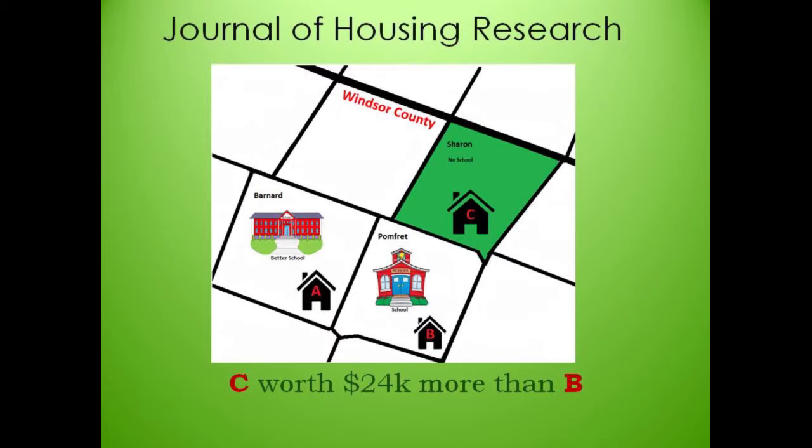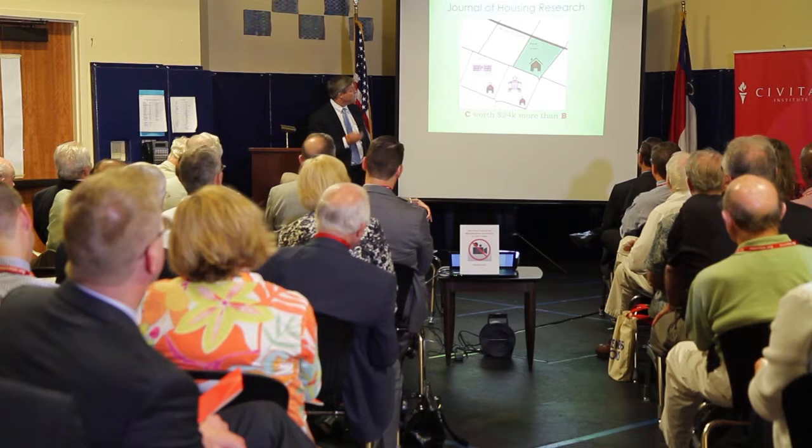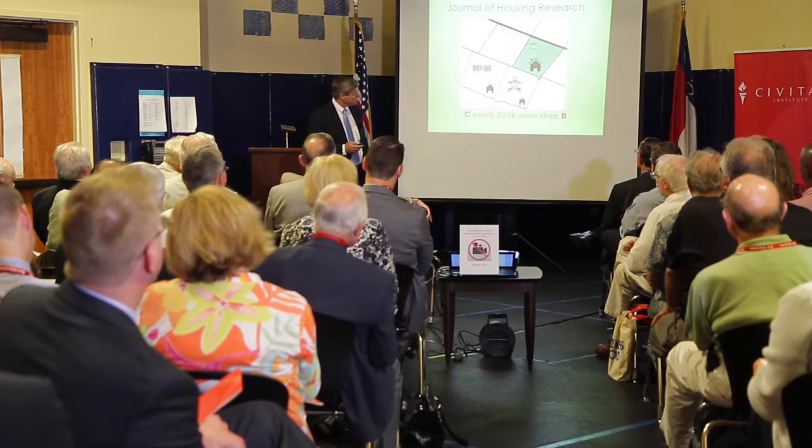And the comparison I'm going to show you, there's a lot more here, but I'm not going to show you a big table, just the difference between Home C and Home B's value, on average across the state, is about $24,000. A home where you could choose your own school was worth $24,000 more than a home in a district where there was a better school within 20 miles. Now, that's published in the Journal of Housing Research.